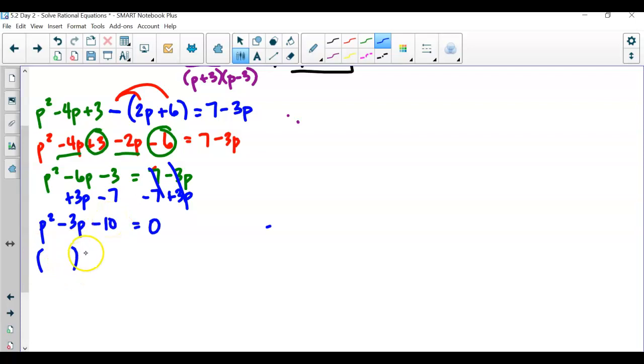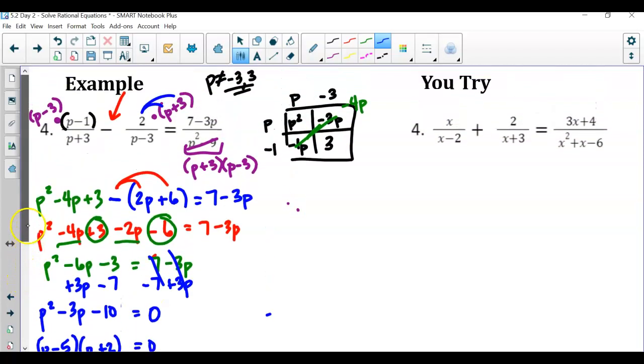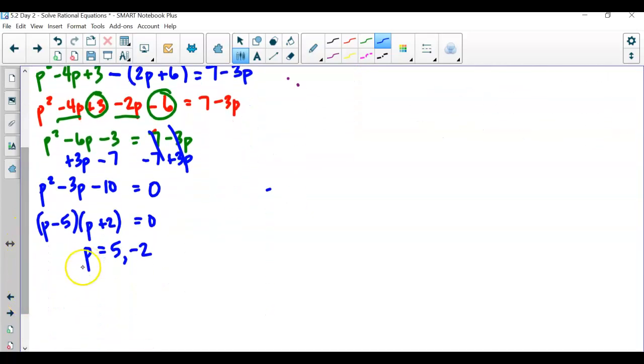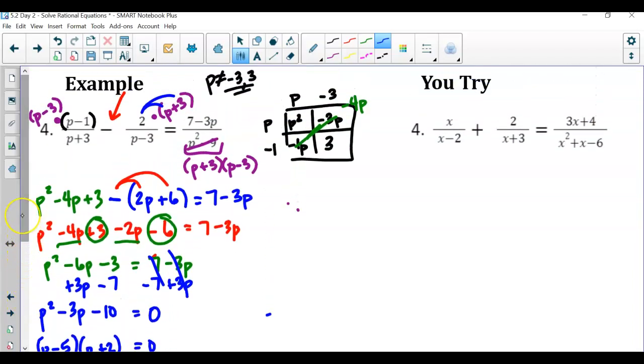Now I'm going to solve by factoring. What numbers multiply to get negative 10 and add to get negative 3? Negative 5 and positive 2. That means p is equal to positive 5 and negative 2. Now, before we say that these are both our answer, let's check for the extraneous. Negative 3 and positive 3, so we're good. Both 5 and negative 2 are solutions. So go ahead and pause the video and try this on your own.